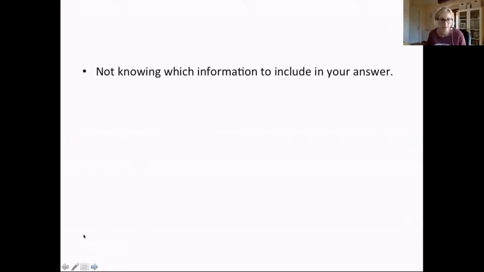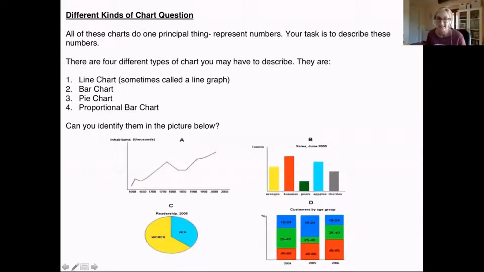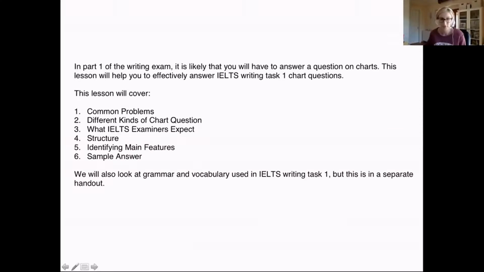So let's have a look at, I don't want to start with that slide. Okay. This slide. So different types of charts. So there are 4 different types of charts you may have to describe. One is a line graph. You may have a bar chart, a pie chart, or a proportional bar chart. And there are some questions which even pair them together, where you may have a bar chart and a pie chart, and you have to write about both. So, but we'll have a look at that in another lesson. Oh, I've skipped, sorry.